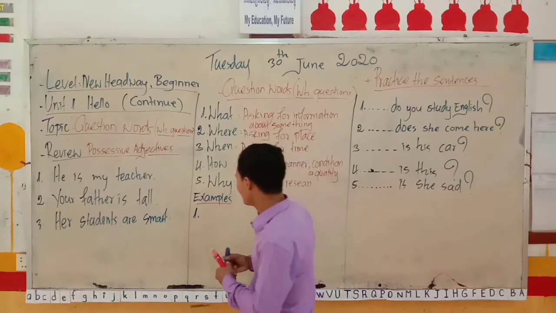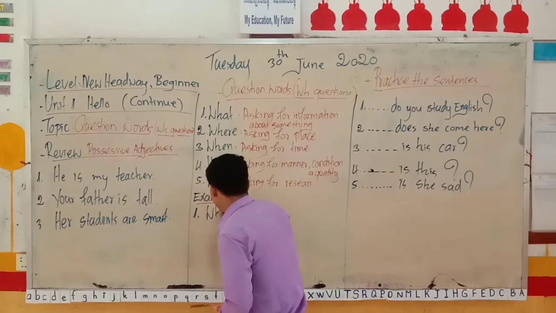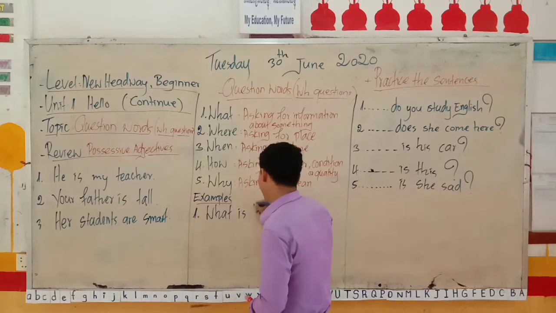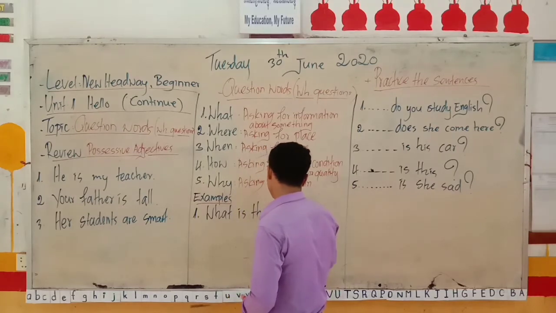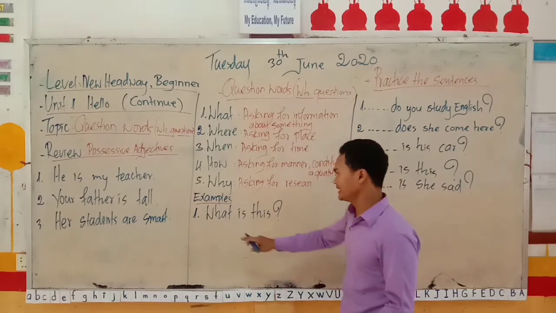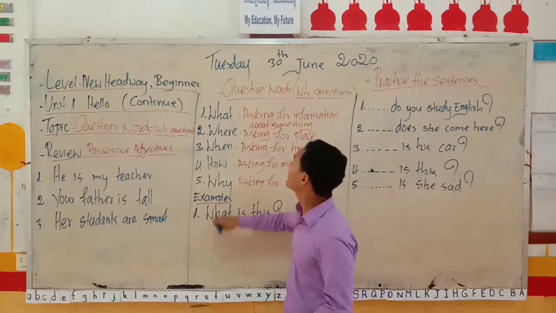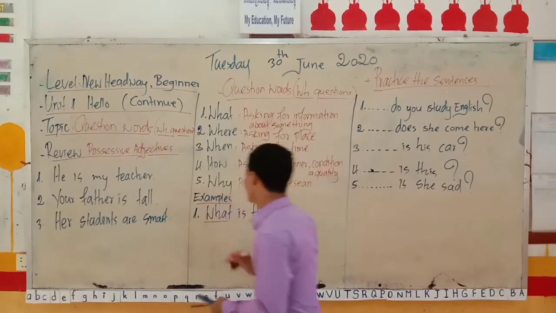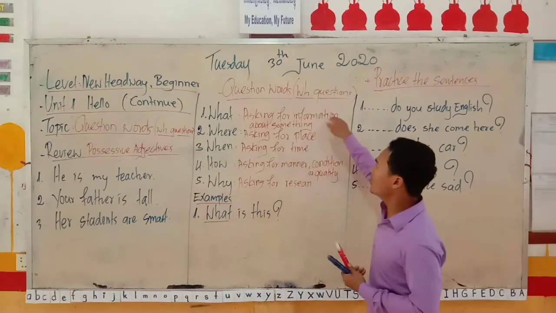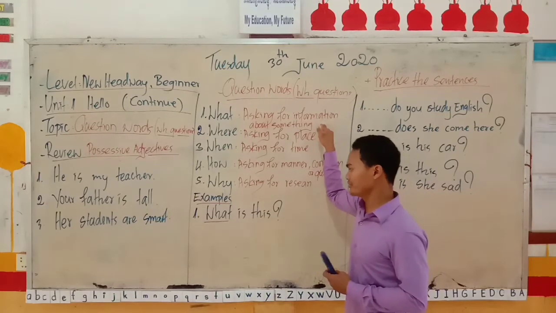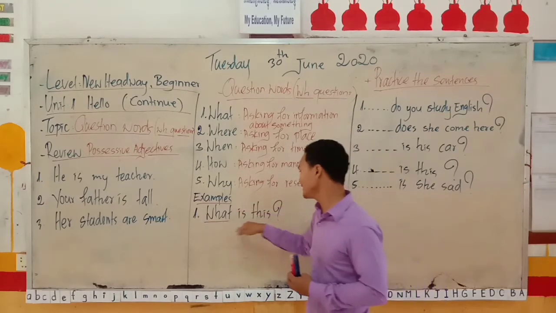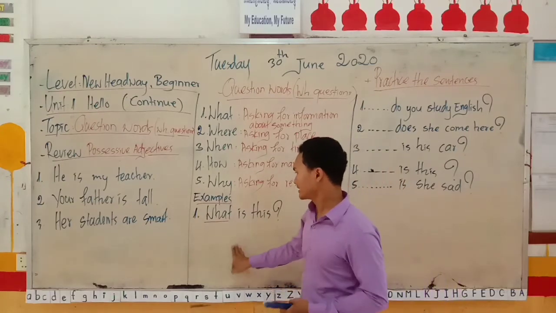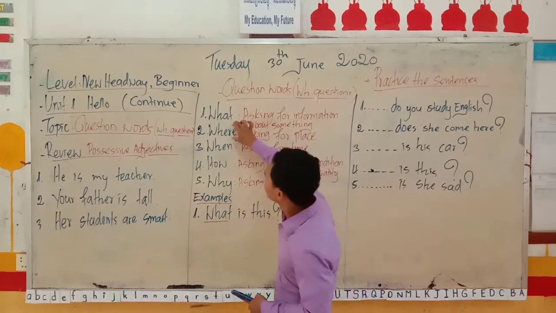Okay, look up it. What is C, right? What is C? It is the unit present or present some verb. What: asking for information about something. Example: what is this? What is your name? What is your brother's name? Right? Okay.